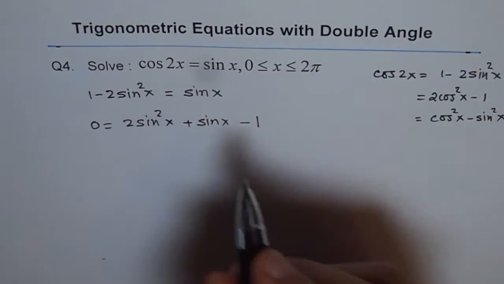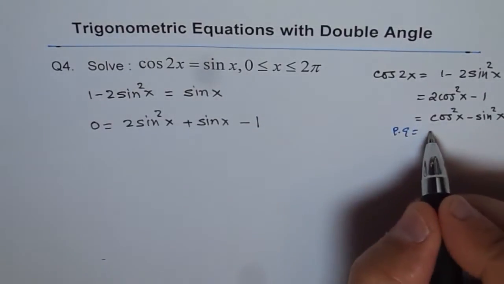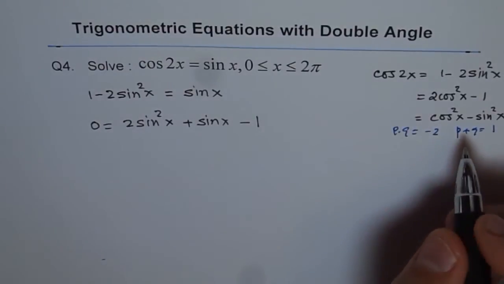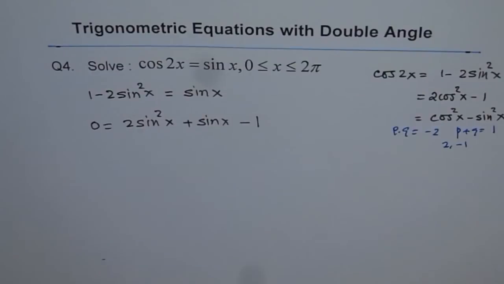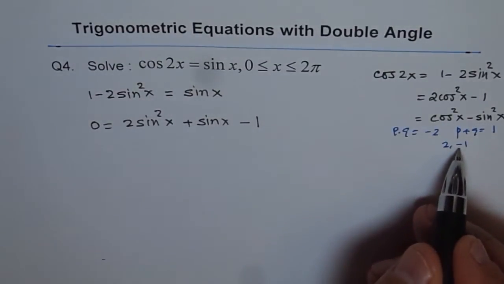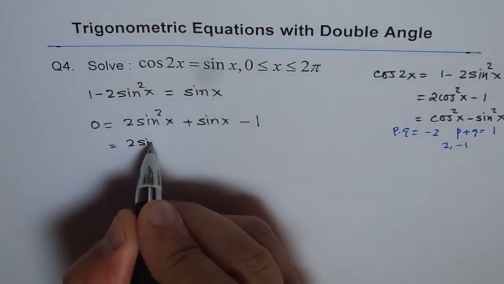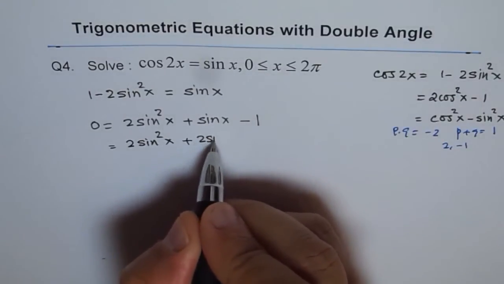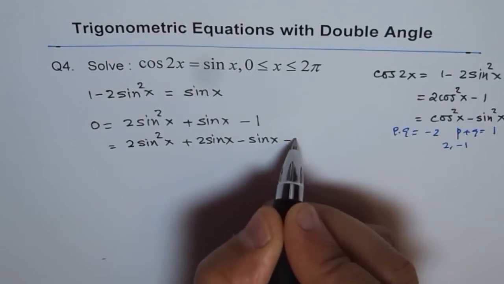So we are looking for two numbers p and q whose product is minus 2 and p plus q is plus 1. So the numbers are 2 times minus 1, correct? When you add them, you get plus 1. So we'll split sin x as 2 sin x minus sin x and then factor. So we get 2 sin square x plus 2 sin x minus sin x minus 1.